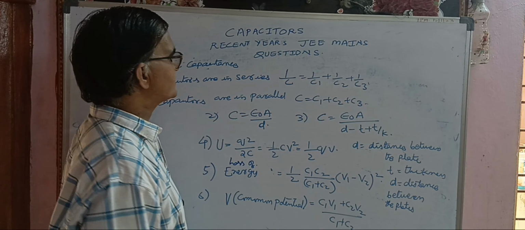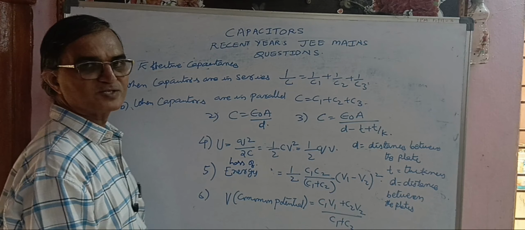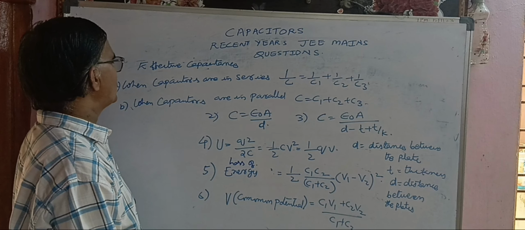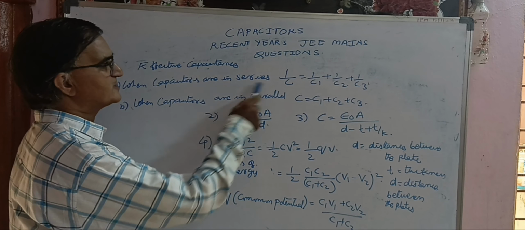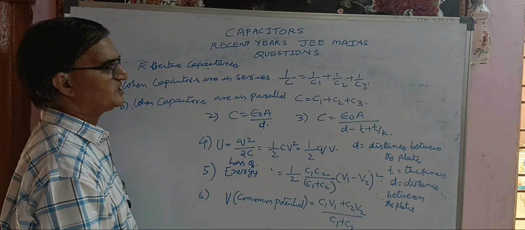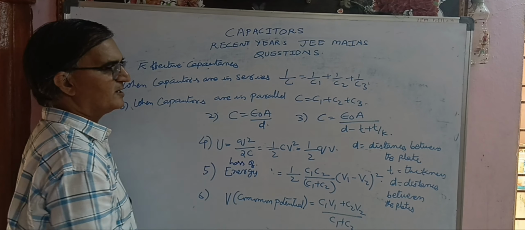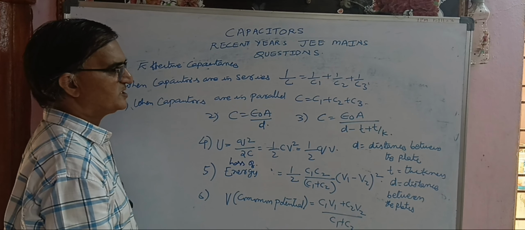So in this capacitors topic, first we have the simple formulas. Few formulas we have got. First one is when capacitors are connected in series, we have got 1 by C is equal to 1 by C1 plus 1 by C2 plus 1 by C3. When capacitors are connected in parallel, you get C is equal to C1 plus C2 plus C3.